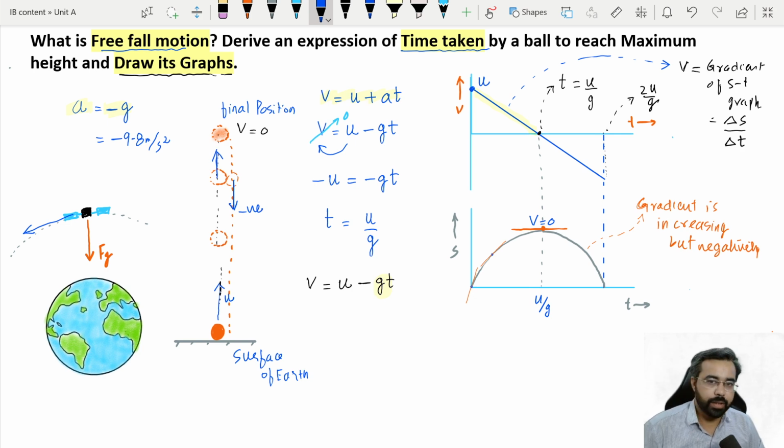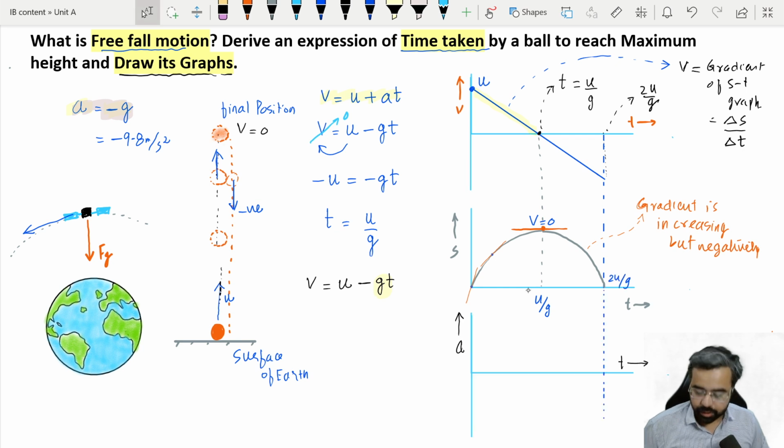And what about acceleration? We have already discussed that it's a free fall motion, so acceleration due to gravity is constant. But that is a negative value because it's always directed downward. So the acceleration graph must be like this, which shows us a negative g, a constant value.